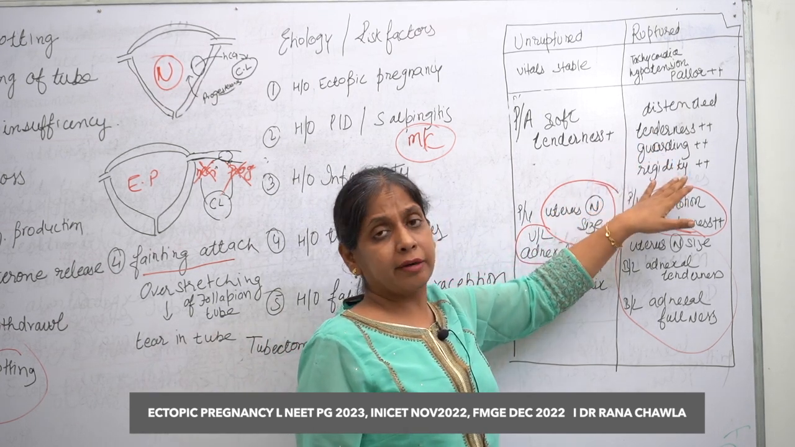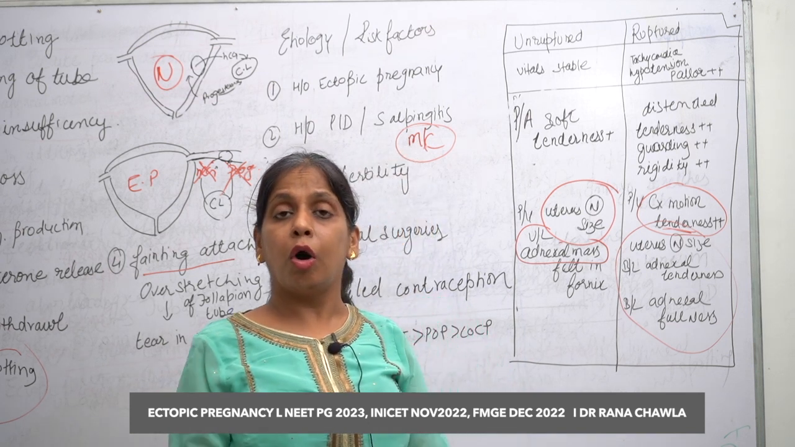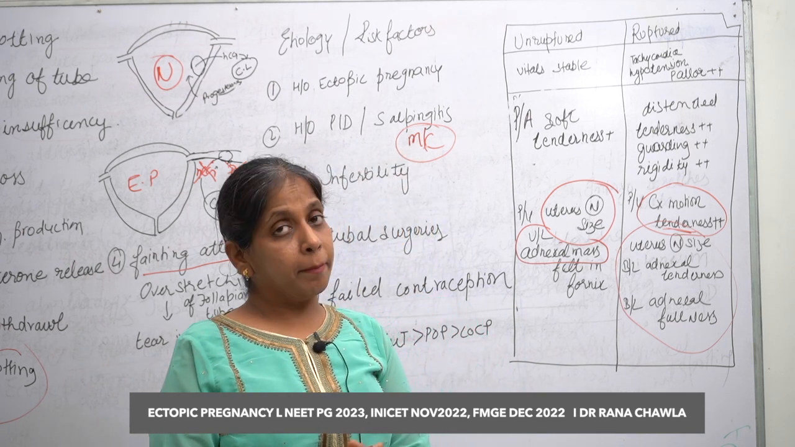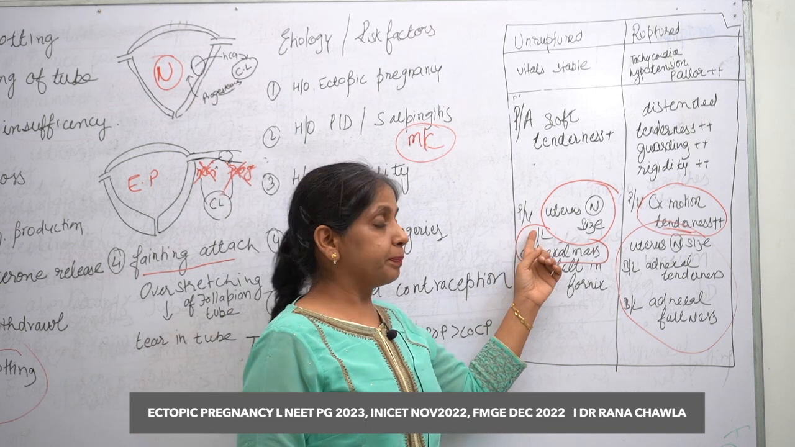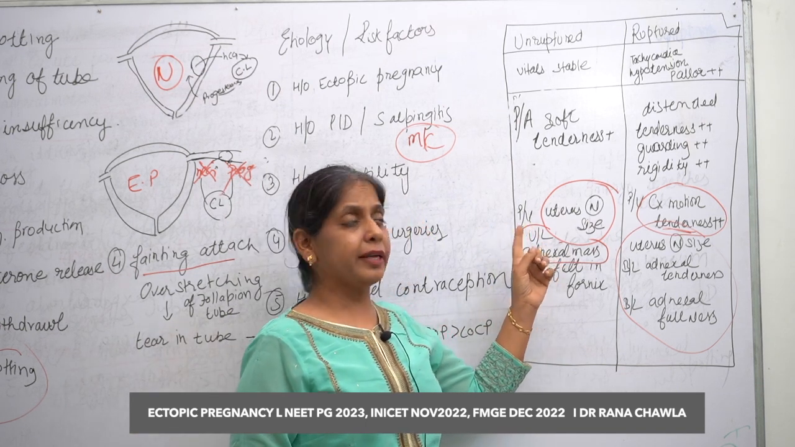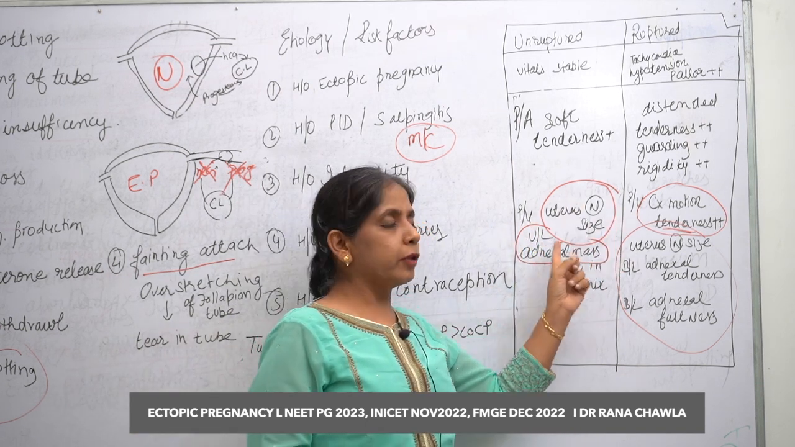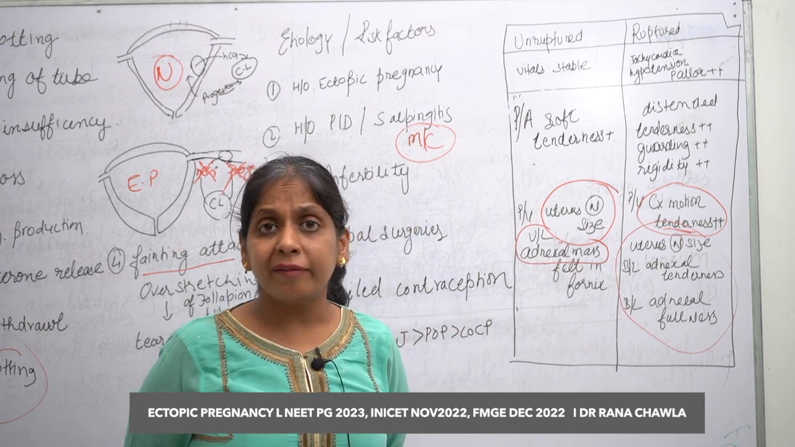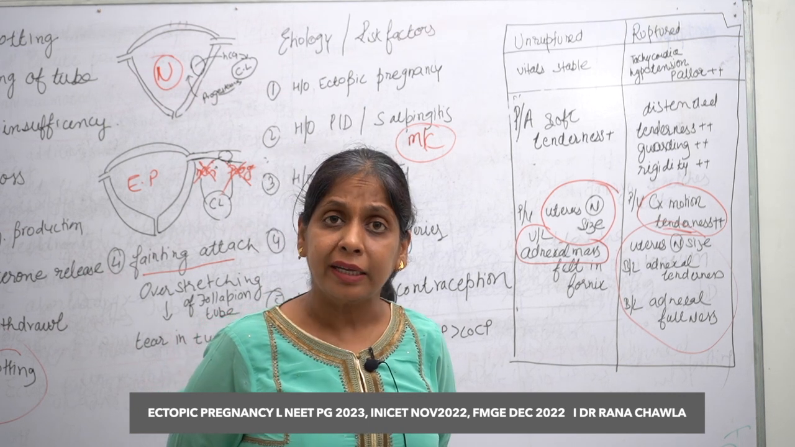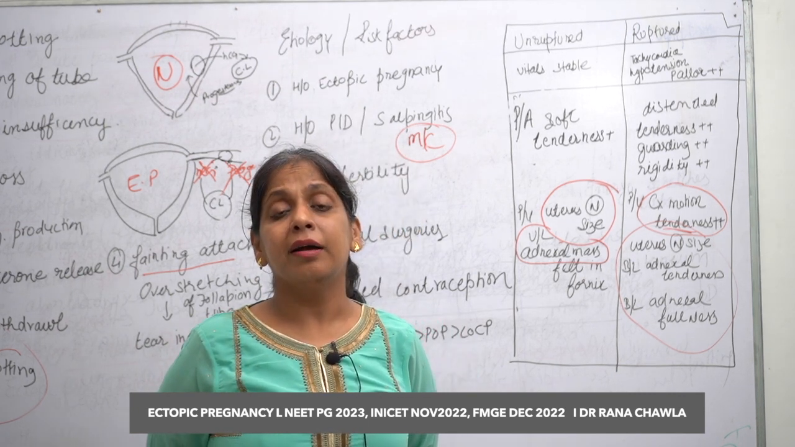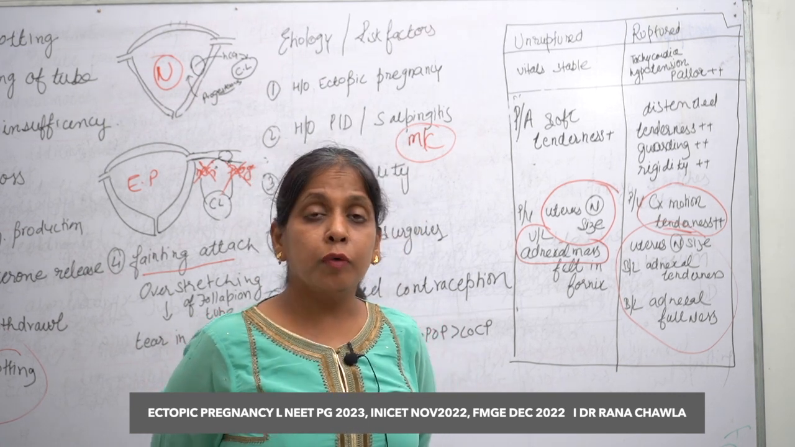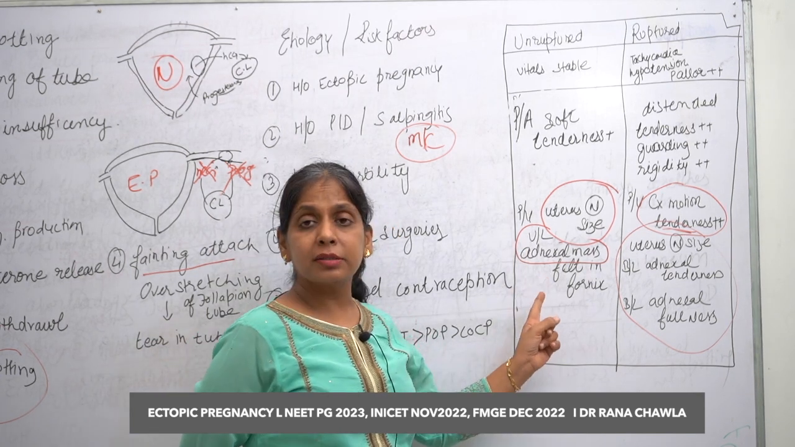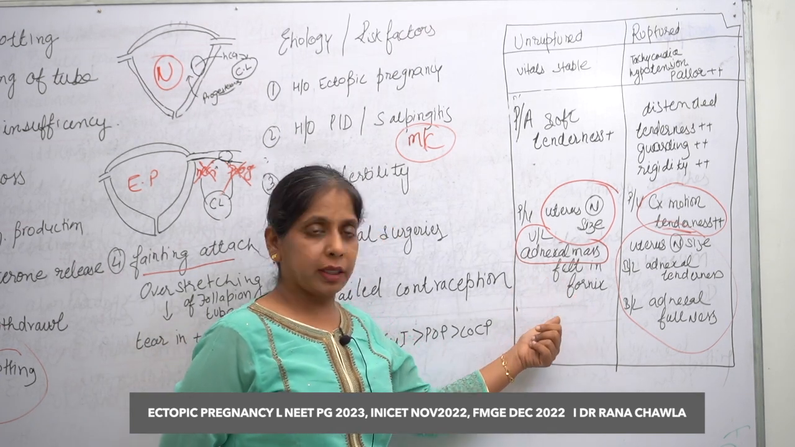There will be guarding and rigidity too, because now all over in the peritoneum there is blood. Okay, PV. What are the findings when we do a PV? The uterus is of normal size in unruptured ectopic. Why? Because we are not having the pregnancy in the endometrial cavity. We are having the pregnancy in the fallopian tube. So we will feel the adnexal mass in the respective fornix.